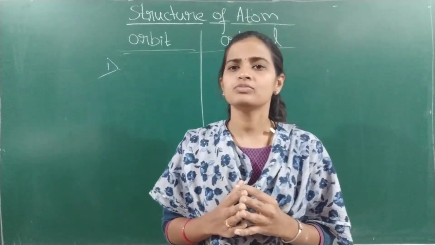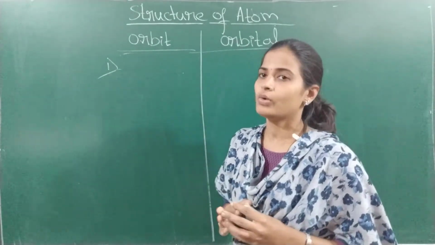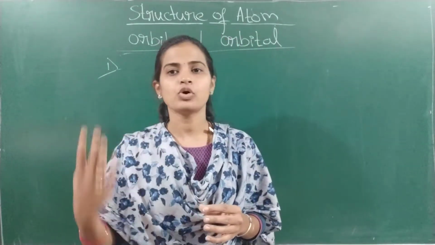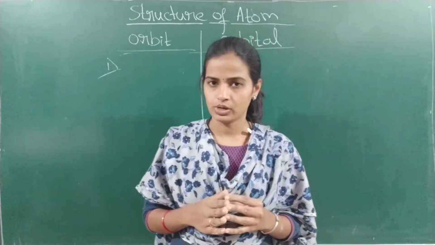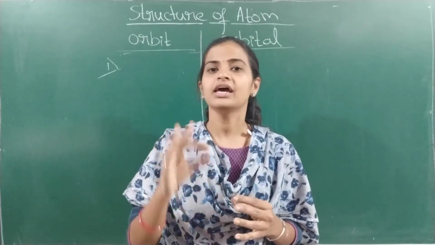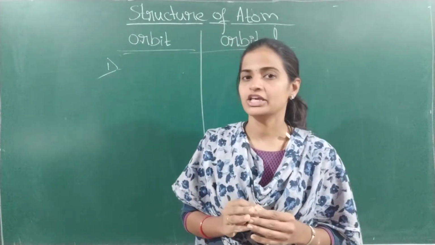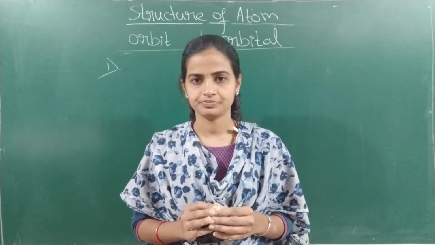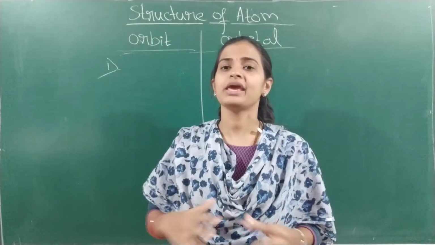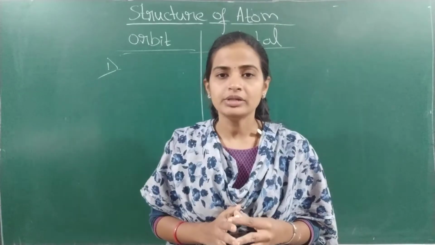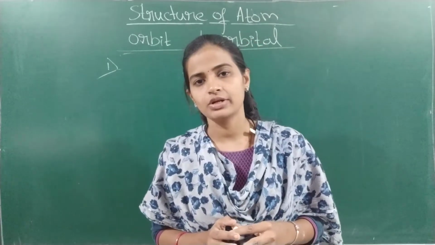Now it's time to point out the differences between orbit and orbital. Orbit, according to Bohr's model which we have studied, is a two-dimensional path around the nucleus, where the electron revolves continuously with high speed around the nucleus. Orbital is a three-dimensional space around the nucleus where the probability of finding the electron is maximum.